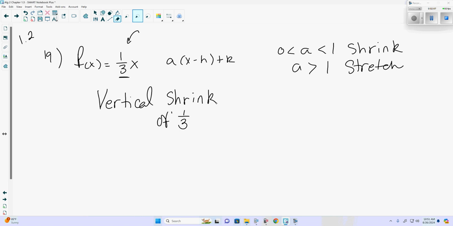With vertical stretch and shrink, I do want you to write it out. I don't want you abbreviating it. And if it is a stretch or shrink, I would like the amount that we're stretching or shrinking by, so not just vertical shrink, we need that. And if it is a reflection, make sure to specify that it's a reflection across the x-axis.